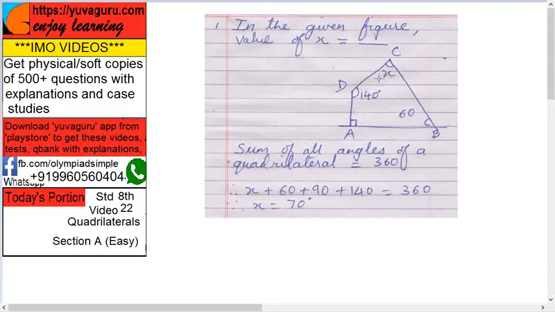So, these are the angles 140, 60, and this is 90. Nothing is given but the right angle sign is shown, so 90. And this is x. Always remember the sum of all angles of a quadrilateral is equal to 360. Means if you add all these, it is 360. X plus 60 plus 90 plus 140 equals 360. Solve this. 90 plus 60 plus 140, add them and subtract it from 360. You will get x equals 70 degrees.